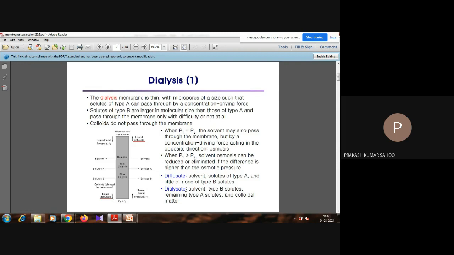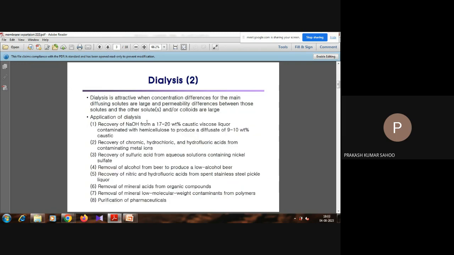Then the third one, diffusate, contains the solvent, solute of type A and little or none of the type B solute. Then the dialysate contains solvent, B solute, remaining type A solute and colloid material. So in the dialysis process, these solution B type components are separated.